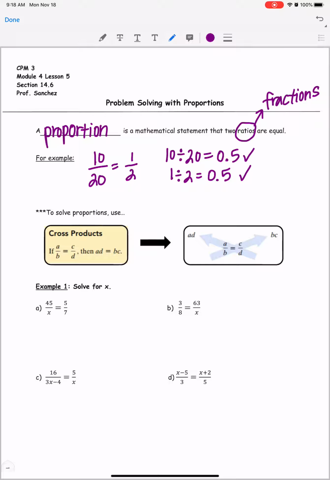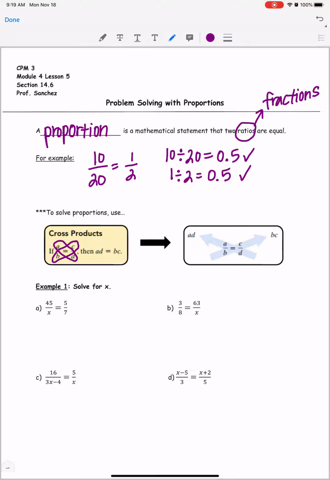So to solve proportions, we use what is called cross product. Basically, you just multiply across. It says if A/B equals C/D, then AD equals BC. You're multiplying straight across. That's what they're doing right here, AD equals BC.